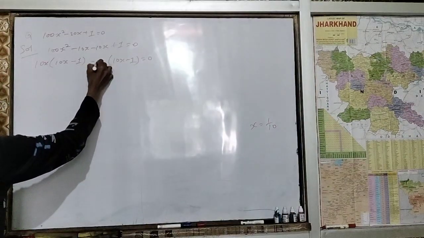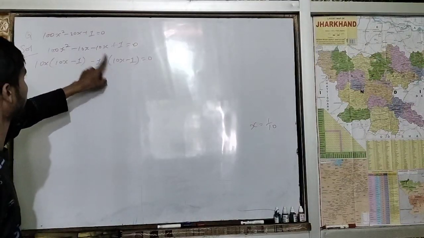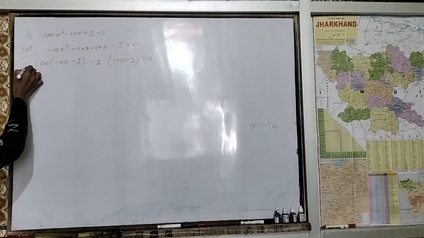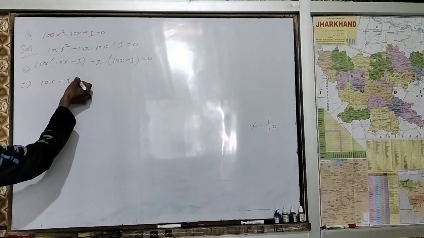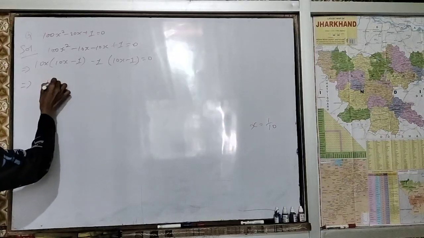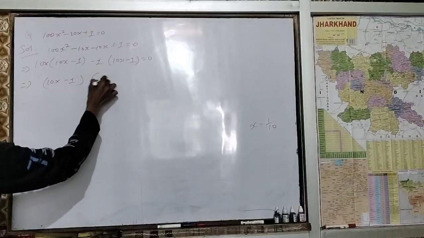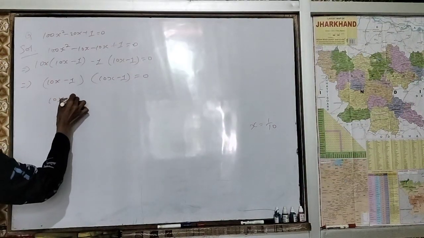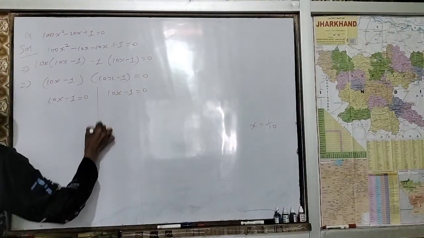Here minus 1 is coming over here. When we multiply this by this, it will give us minus 10x. Minus minus plus, 1 1 is 1. Look at over here. 10x minus 1 is equal to 0. Otherwise, you can say 10x minus 1, this is in one bracket. 10x minus 1, this is in another bracket. 10x minus 1 is equal to 0.